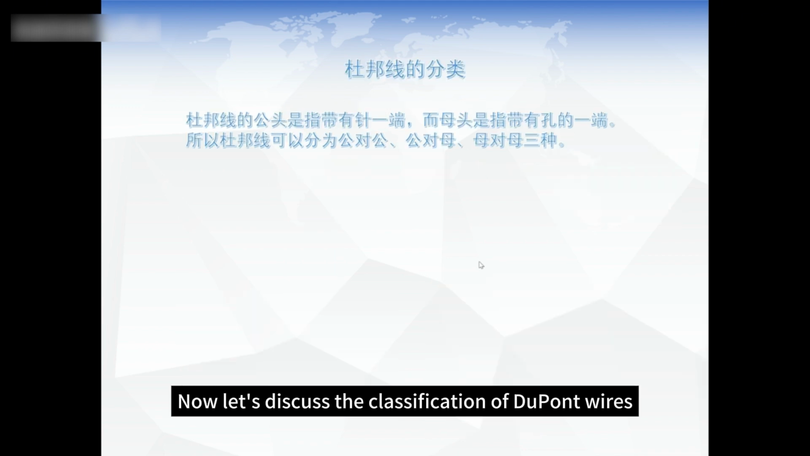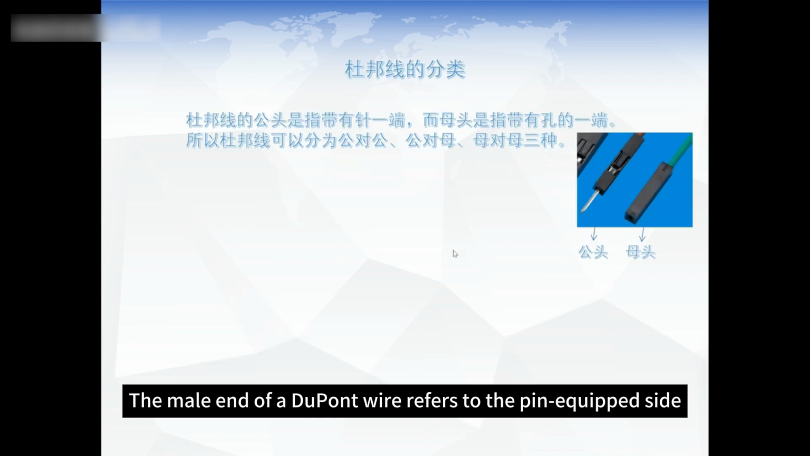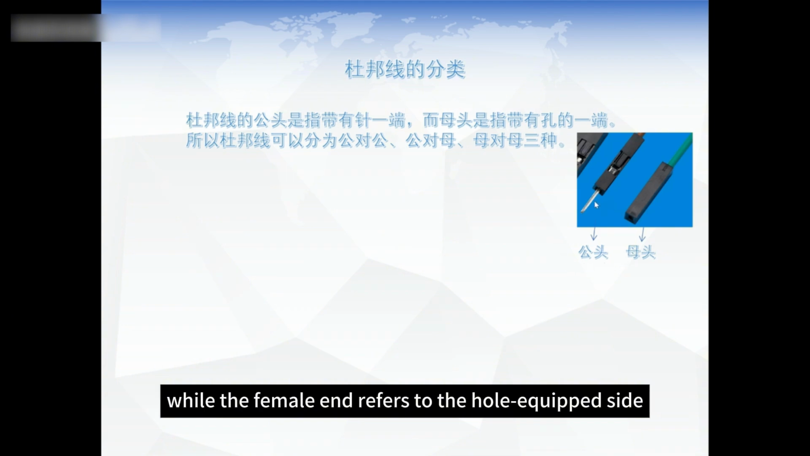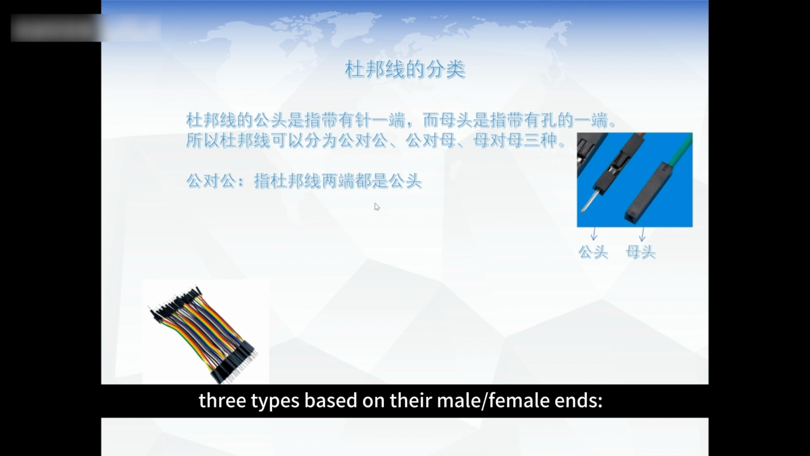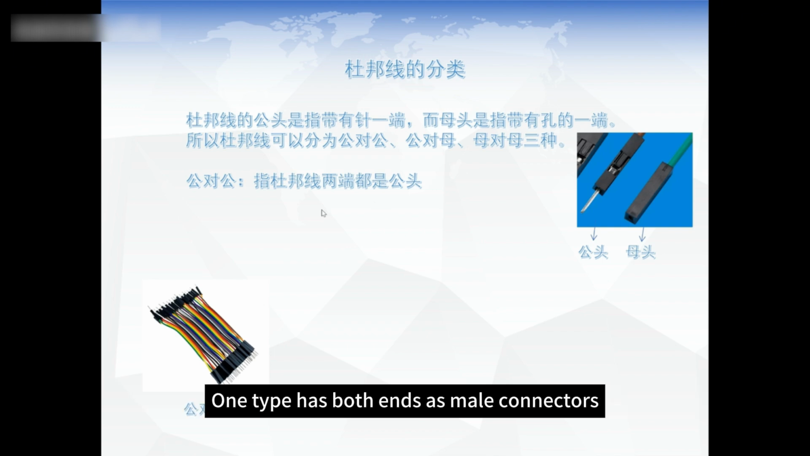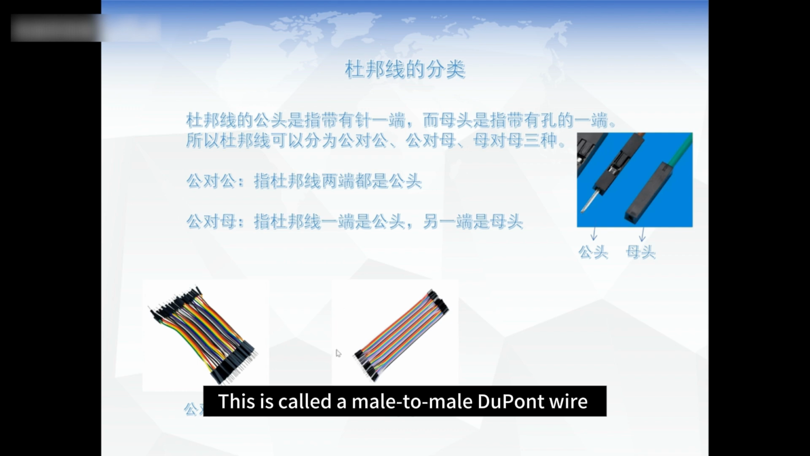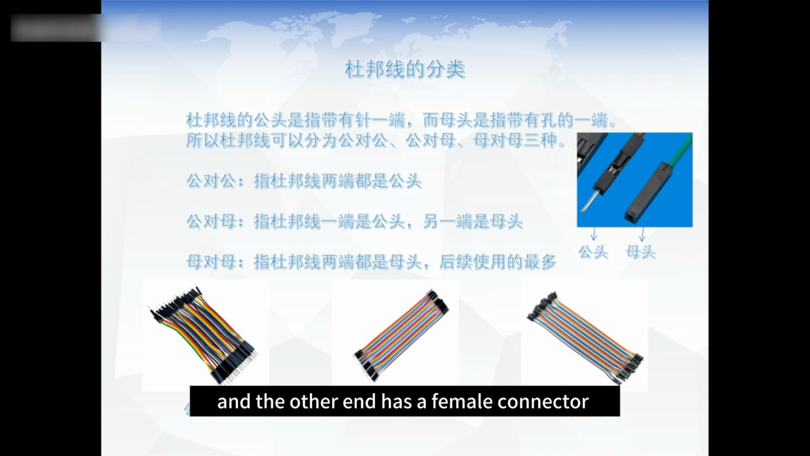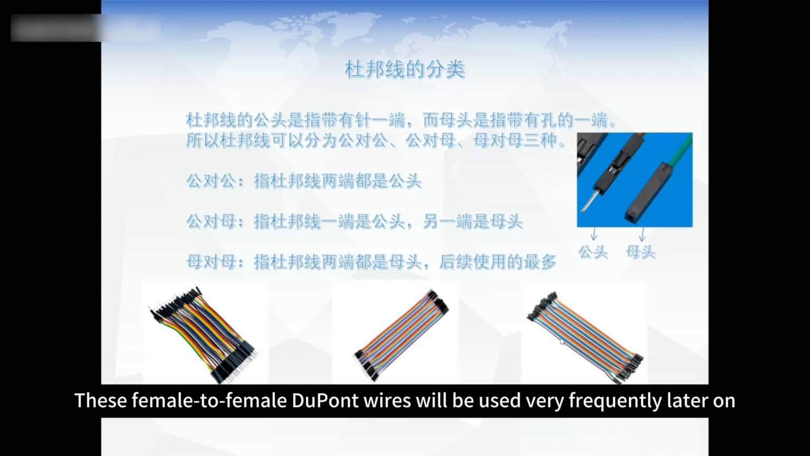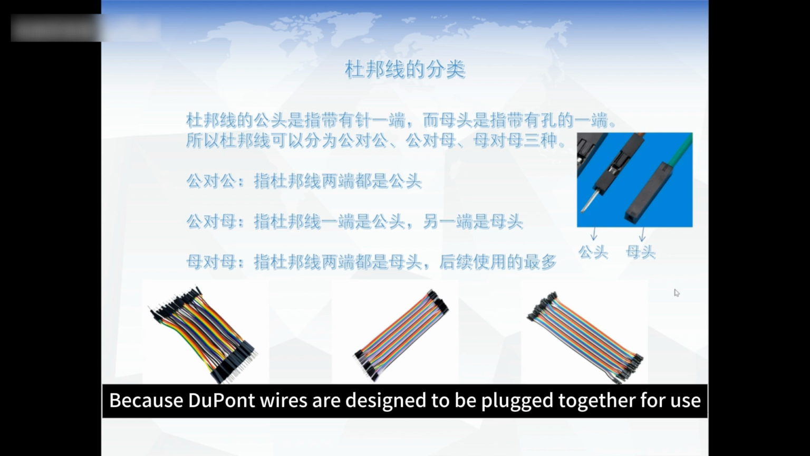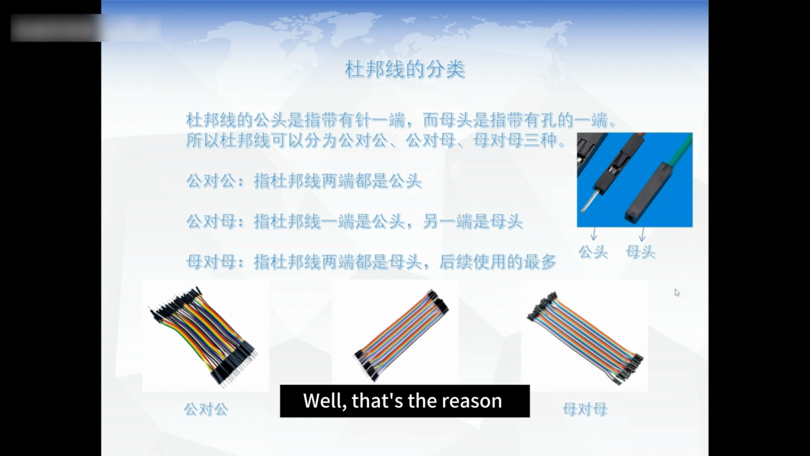Now let's discuss the classification of DuPont wires. The male end of a DuPont wire refers to the pin-equipped side, while the female end refers to the hole-equipped side. Therefore, DuPont wires can be categorized into 3 types based on their male/female ends. One type has both ends as male connectors. This is called a male-to-male DuPont wire. A male-to-female DuPont wire has one male end, and the other end has a female connector. Female-to-female DuPont wires refer to those with female connectors on both ends. These female-to-female DuPont wires will be used very frequently later on, because DuPont wires are designed to be plugged together for use. Well, that's the reason.